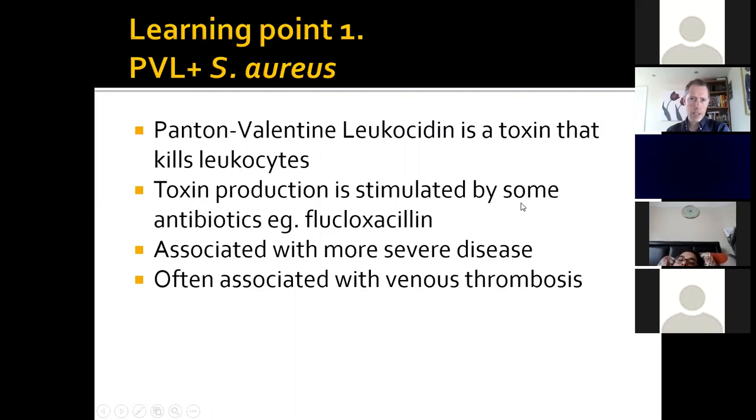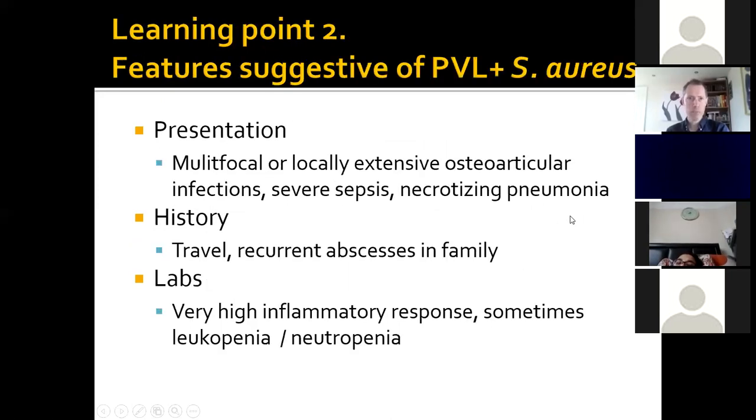So this is a toxin that kills leukocytes, and particularly neutrophils. And toxin production is actually stimulated by some antibiotics, including flucloxacillin and other beta-lactams, but it can be suppressed by other antibiotics which inhibit protein synthesis, like clindamycin and rifampicin. It's associated with more severe disease in staphylococcal bone and joint infections, and it's very frequently associated with venous thrombosis because it produces a very potent inflammatory response in the area around the infection.